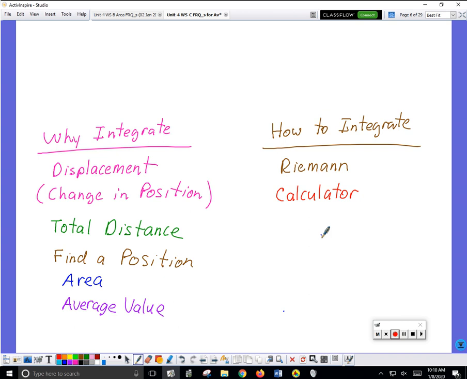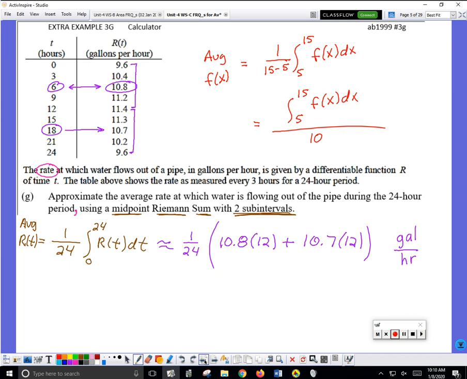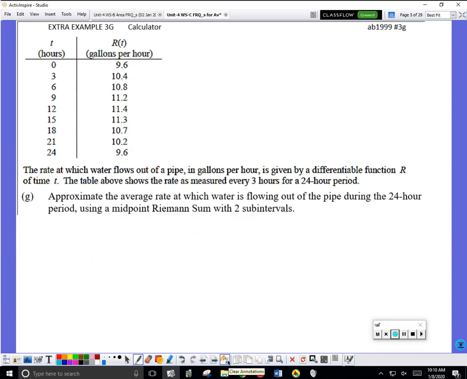Awesome. So back to the yellow. Okay, so in FRQ, this part doesn't change. All that changes is the question. So the question says, approximate the average rate at which water is flowing out of the pipe during the 24-hour period. So here we have different rates at different times. This is saying find the average of these rates.